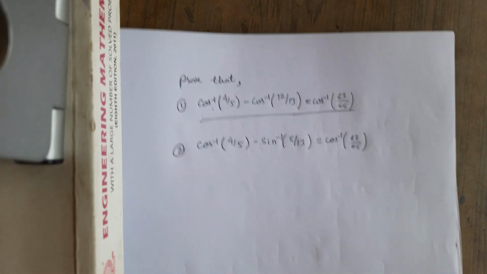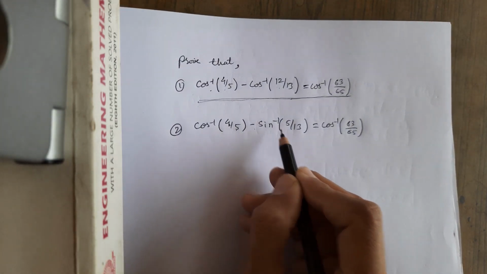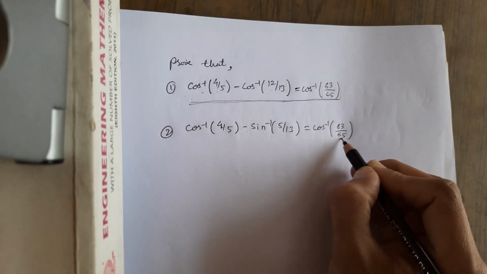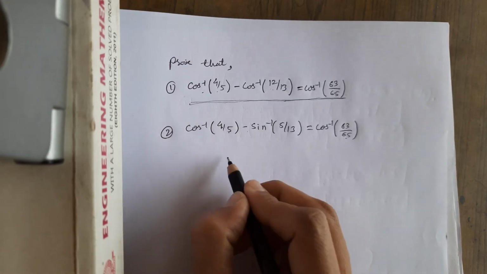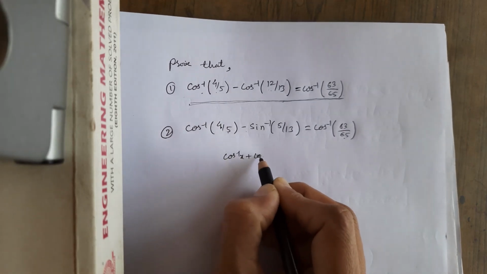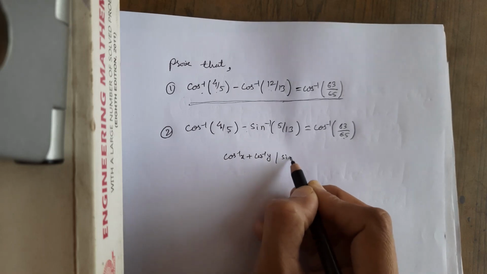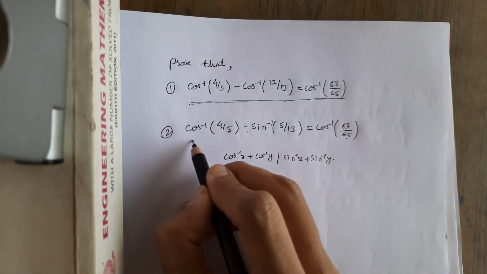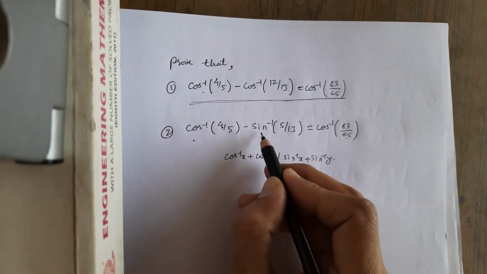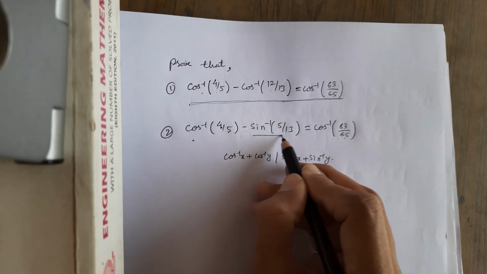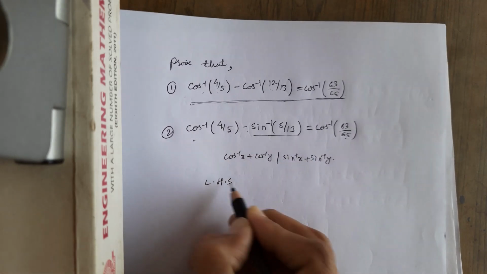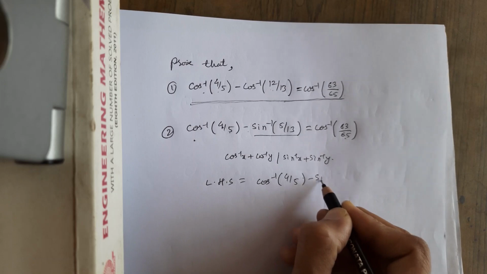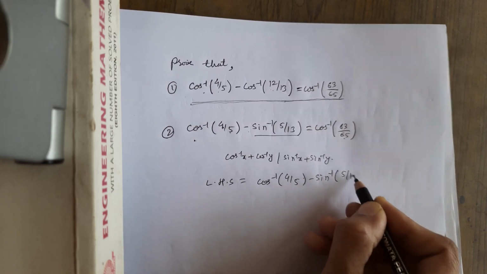Now the next example is cos inverse 4 by 5 minus sine inverse 5 by 13, and I need to show that it is equal to cos inverse 63 upon 65. So in this example, I have a property for cos inverse x plus cos inverse y, or sine inverse x plus sine inverse y, right? So I need to convert any one of these cos or sine into the opposite one. So I am just taking here LHS equal to cos inverse 4 by 5 minus sine inverse 5 by 13.